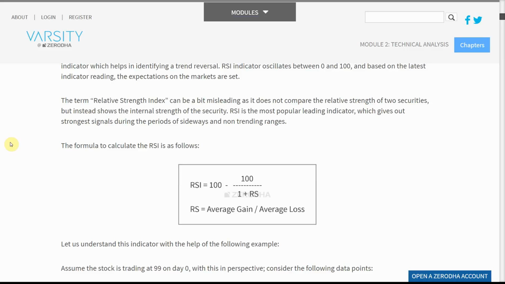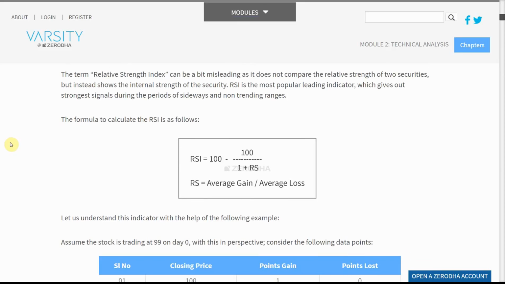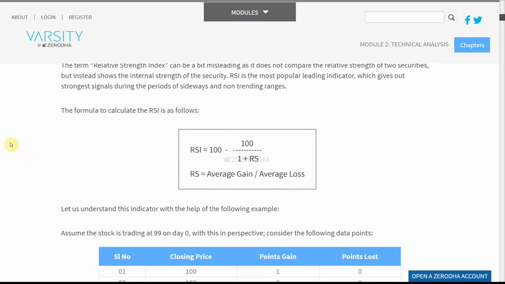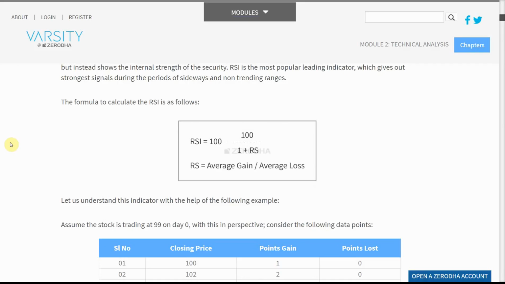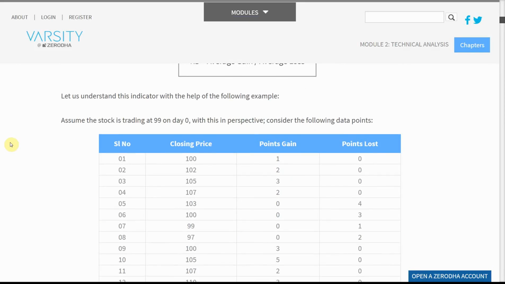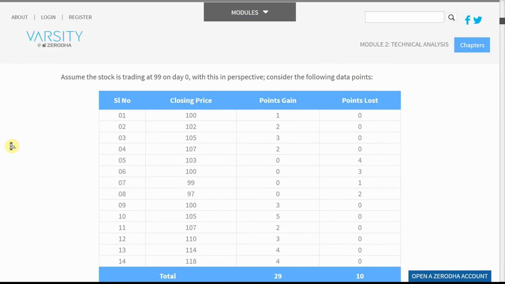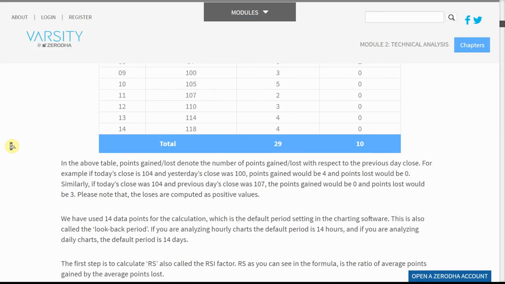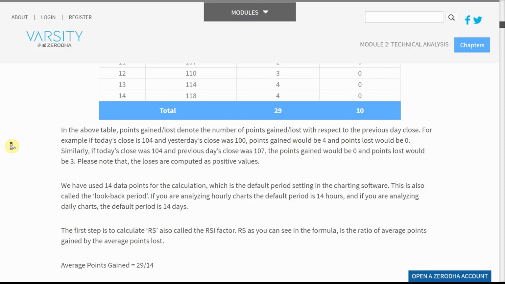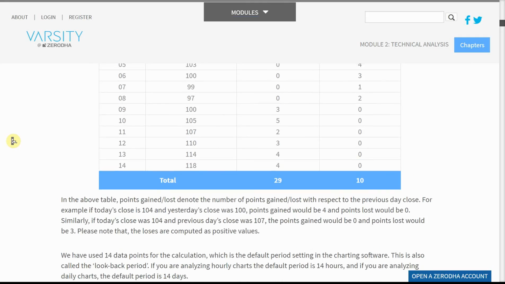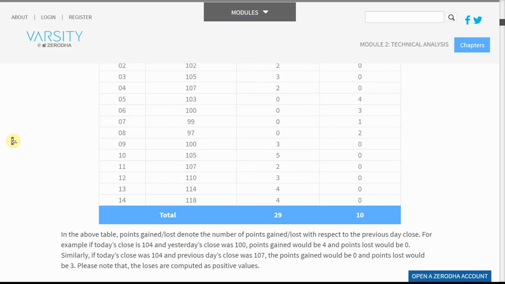Assume the stock is trading at 99 on day 0. With this in perspective, consider the following data points. Serial number, closing price, points gained, points lost. 01: 100, 1, 0. 02: 102, 2, 0. 03: 105, 3, 0. 04: 107, 2, 0. 05: 103, 0, 4. 06: 100, 0, 3. 07: 99, 0, 1. 08: 97, 0, 2.